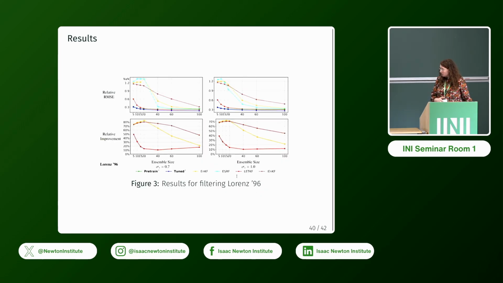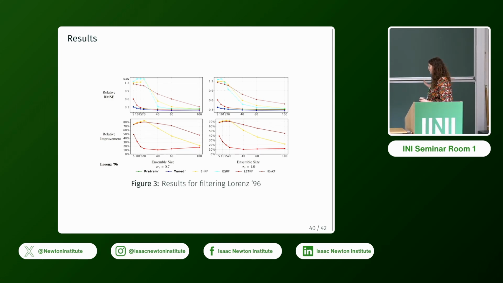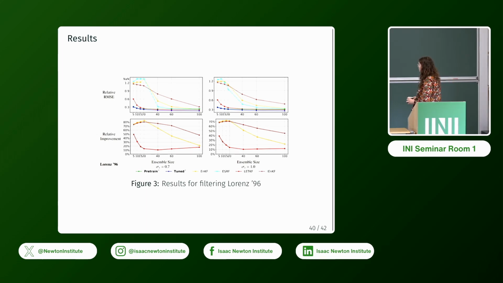And here are some results. So this is for the Lorenz 96 model. Again, we're learning a correction to the regular ensemble Kalman filter. And here are various different methods. The LETKF is really the most relevant one. That's the localized ensemble transform Kalman filter. The details aren't important, but this is one of the very popular methods used in practice, and one of the leading methods in the literature.